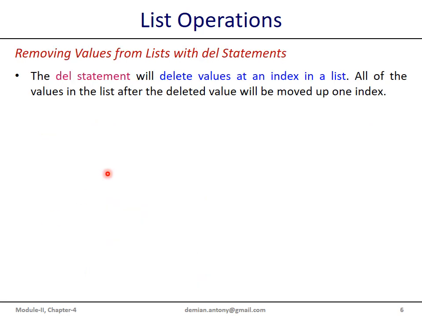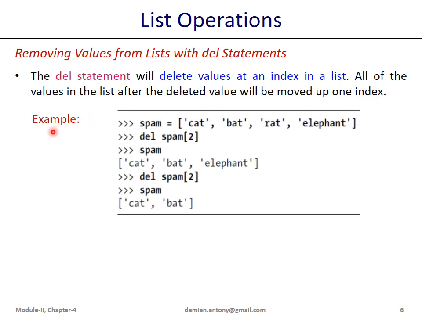How do I delete list elements? For that, we have the del statement. This statement will delete values at an index in a list. After deletion, all the values in the list which are found after the deleted value will be moved up by one index. Let us take up the example.